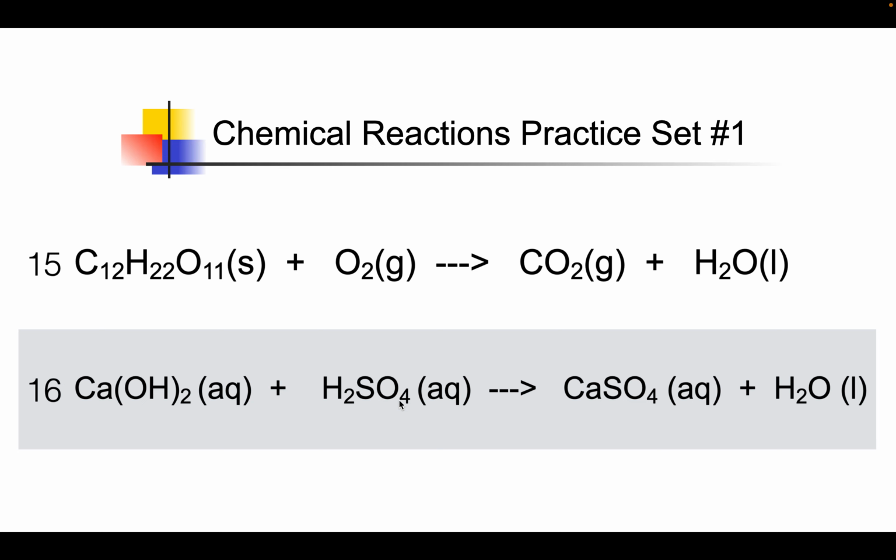For number 15, I've got 12 carbons. Let's make that 12 carbons. I've got 22 hydrogens on the left. I've got 2 hydrogens over there. Let's make it 22 also. I've got, this is a big number, 11 and 2. So 13 oxygens on the left.